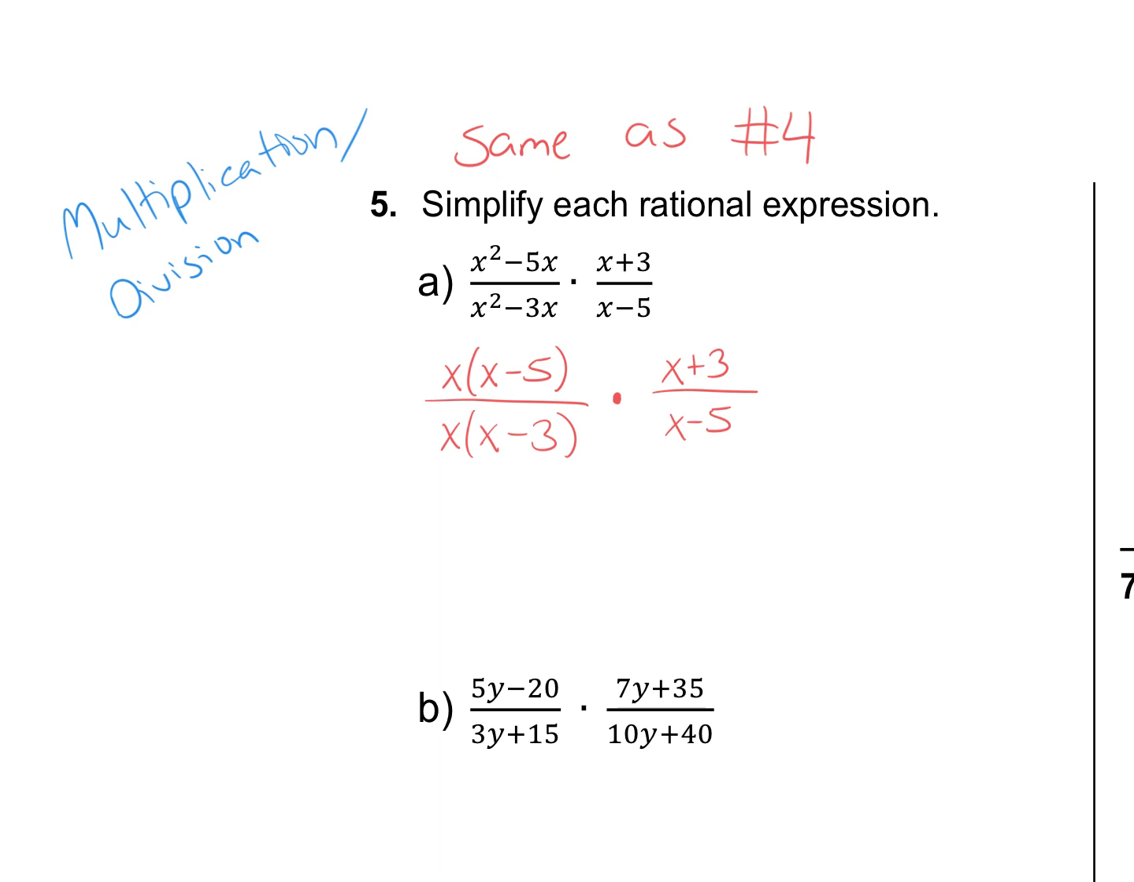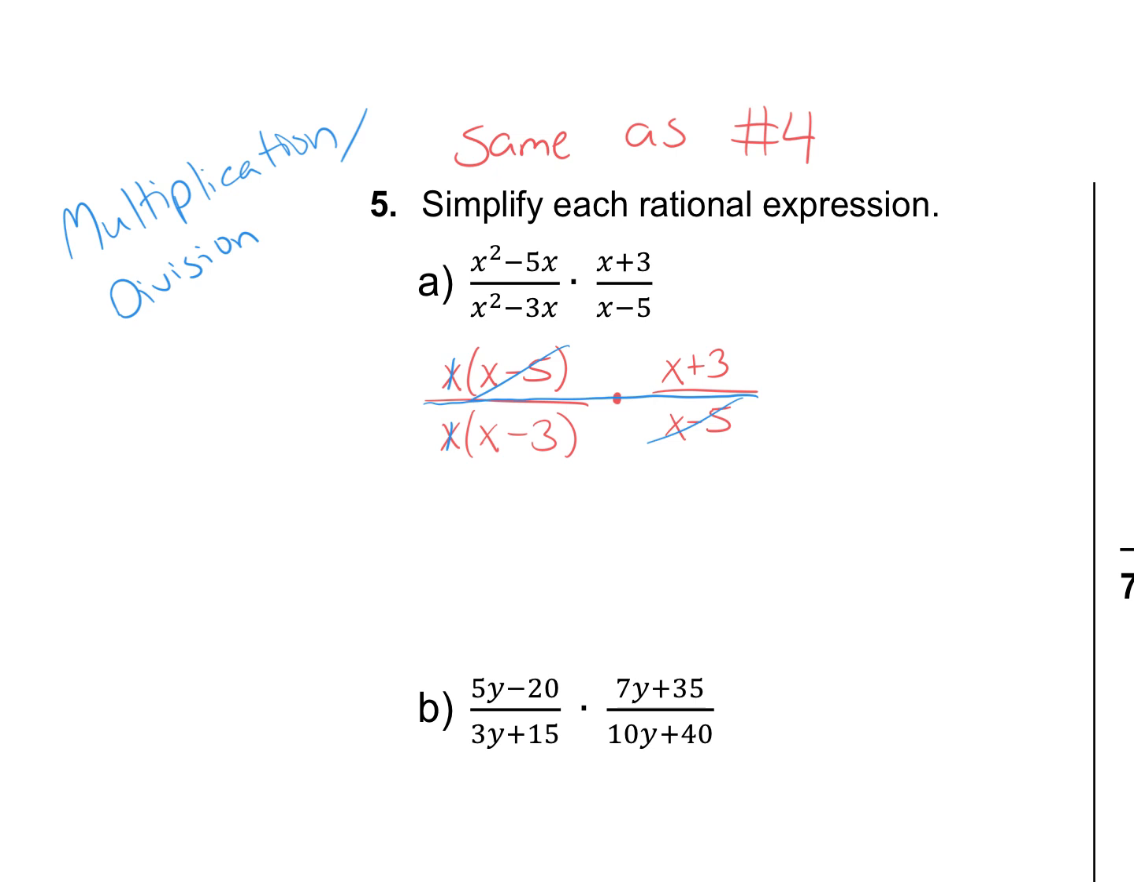Since it's multiplication, we don't care about a common denominator. Remember, at this step, we can just treat it as one big fraction. So now we're at our canceling out step. What cancels? x minus 5. The x's.